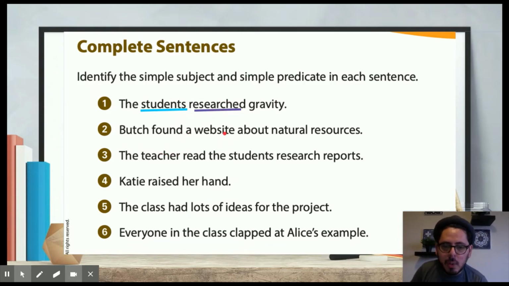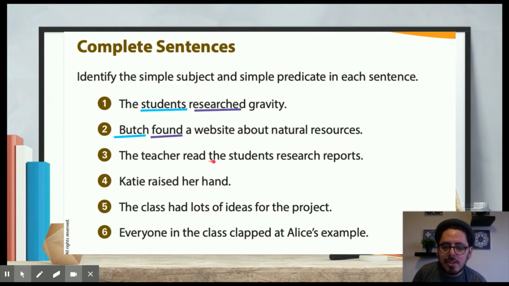Butch found a website about natural resources. Who is this sentence talking about? Natural resources? No. It's talking about Butch. So Butch is the simple subject. What is Butch doing? What did Butch do? Yeah. Butch found a website about natural resources. Very good. Now here's the next one.